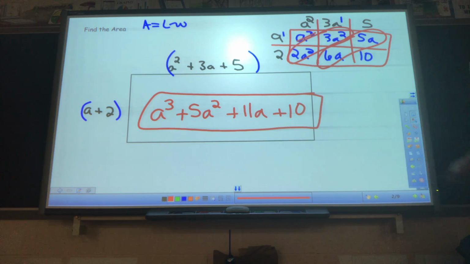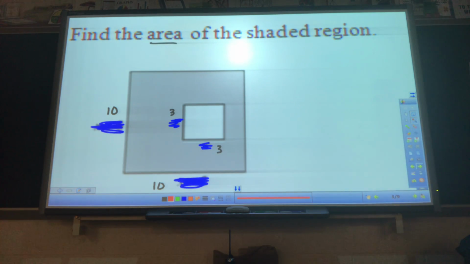The other type of area problem we had looked at was sort of like this. I want you guys real quick here to do this particular one. Find the area of the shaded region. So please pause the video and give the students 1 minute to find the area of the shaded region.